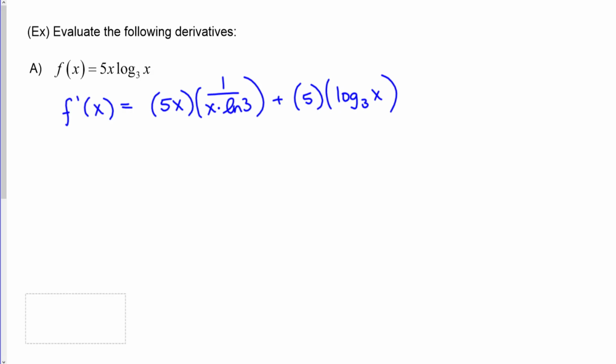So there, I'm finished with the product rule. The rest of it is just a matter of simplifying anything that could be. One thing that I notice is I have an x in the numerator and denominator here. There's also a common factor of 5 at this point. So I could write this as 5 times 1 over the natural log of 3 plus, oops, force of habit, the log base 3 of x.